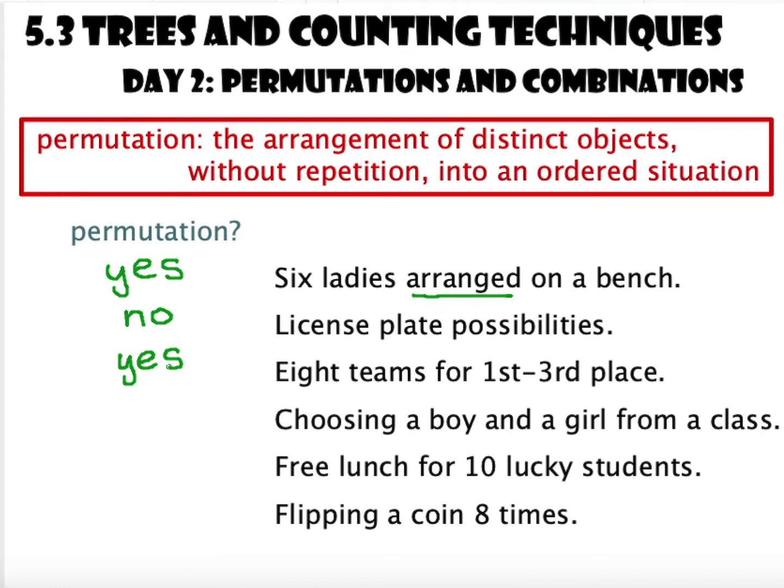Choosing a boy and a girl from a class. I'm not sure that would be talking about an arrangement. I think we're just selecting a boy and a girl. It's not necessarily an ordered situation, so that doesn't sound like a permutation to me.